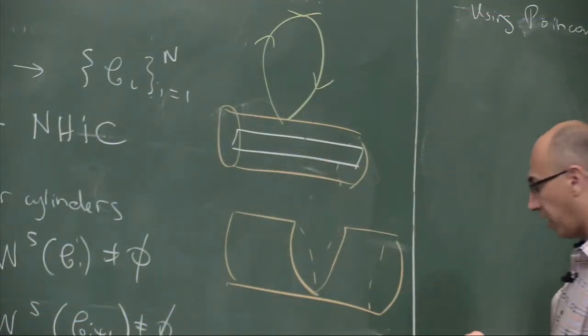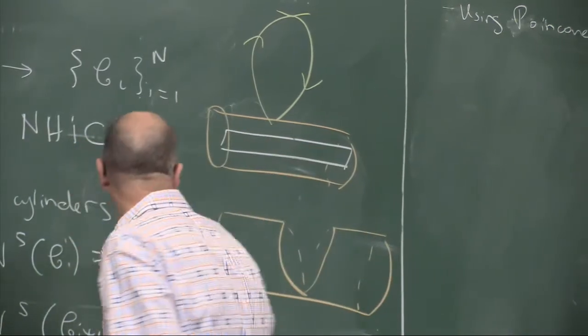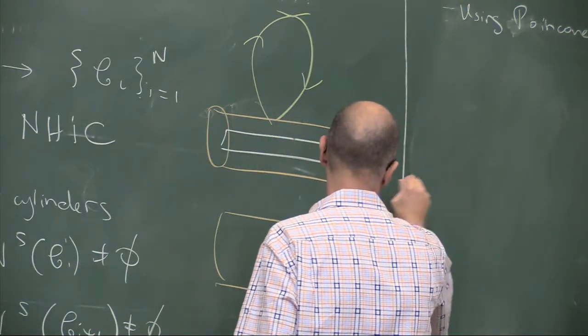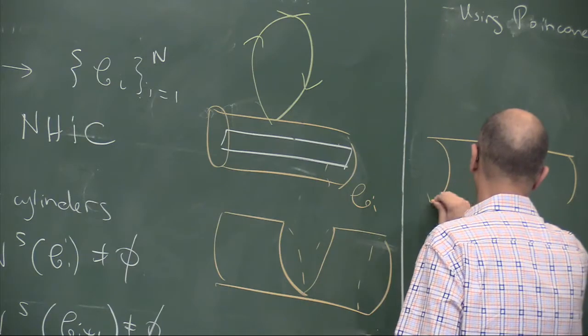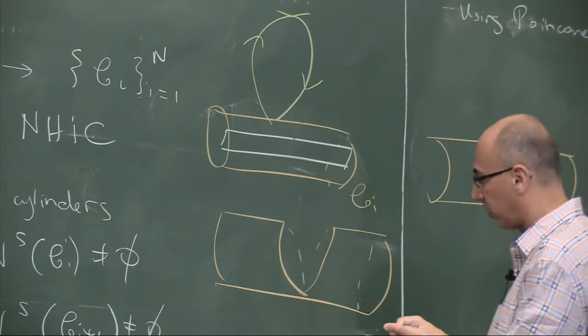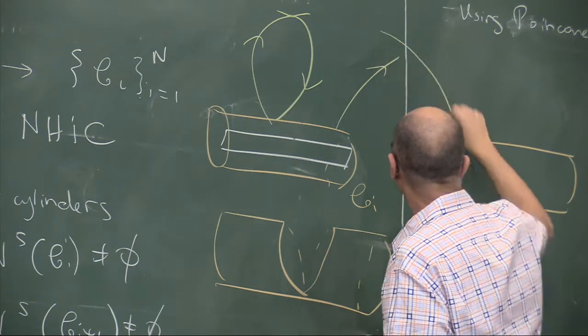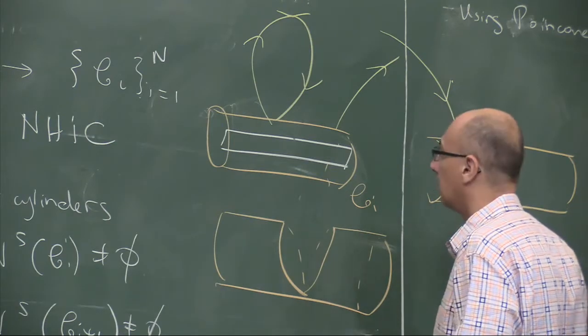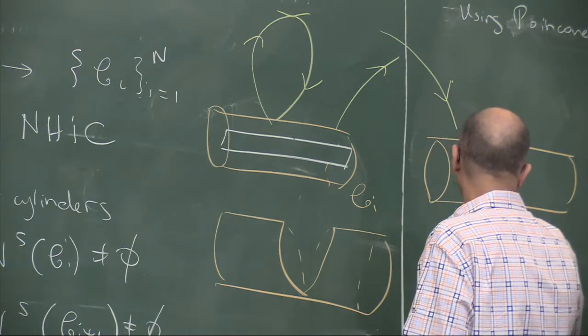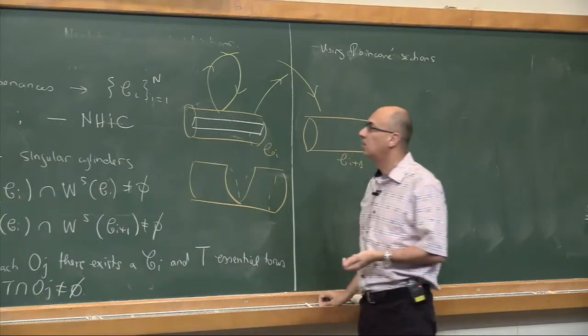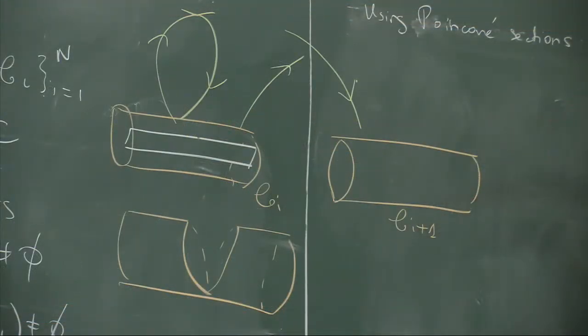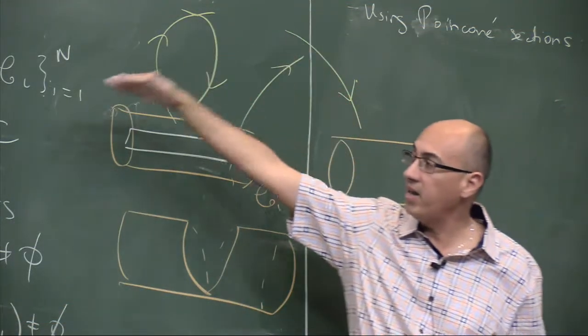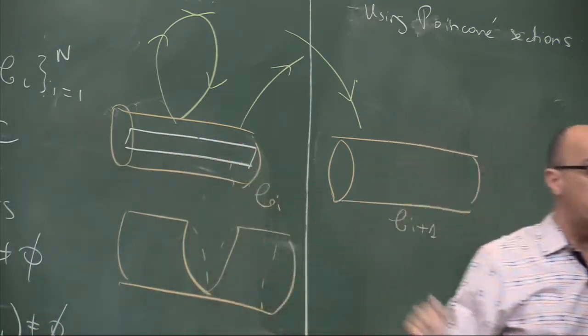And you also have, since you have a bunch of cylinders, you are also able to move from one cylinder to the next. So this is C_{i+1}. So at the end of the day, what you have is a finite chain of such cylinders.